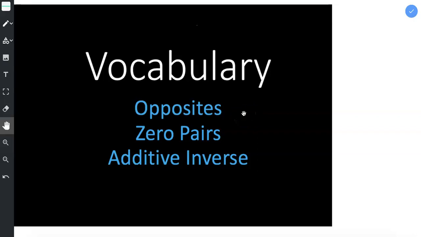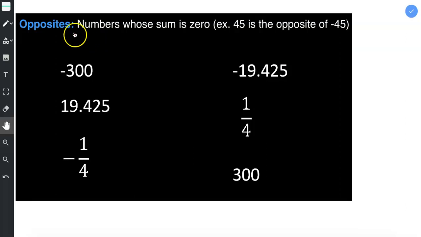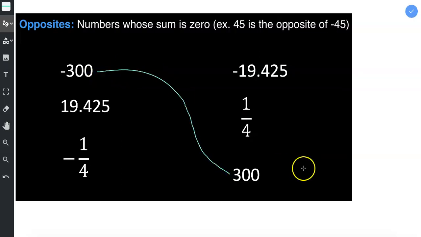In this video, we're going to be looking at opposites, zero pairs, and additive inverse. First, opposites. Opposites are numbers whose sum is 0. An example would be 45 is the opposite of negative 45. Let me show you a few more examples. Negative 300 is the opposite of 300.